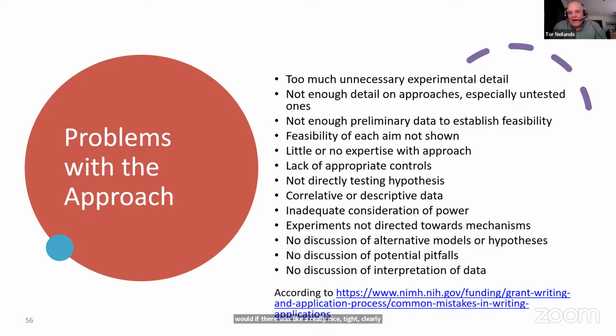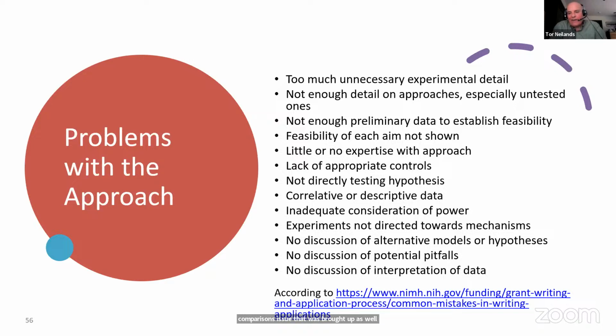Not directly testing hypotheses. That is one that we also talked about, and Tom made the point that you definitely do not want to be perceived as throwing everything against the wall and not testing specific focused hypotheses. And that's the next item here, correlative or descriptive data. If it's not accompanied by tightly specified hypotheses, reviewers can mark down an application because they may feel it's too unfocused, and also not addressing the multiple comparisons issue that was brought up as well.